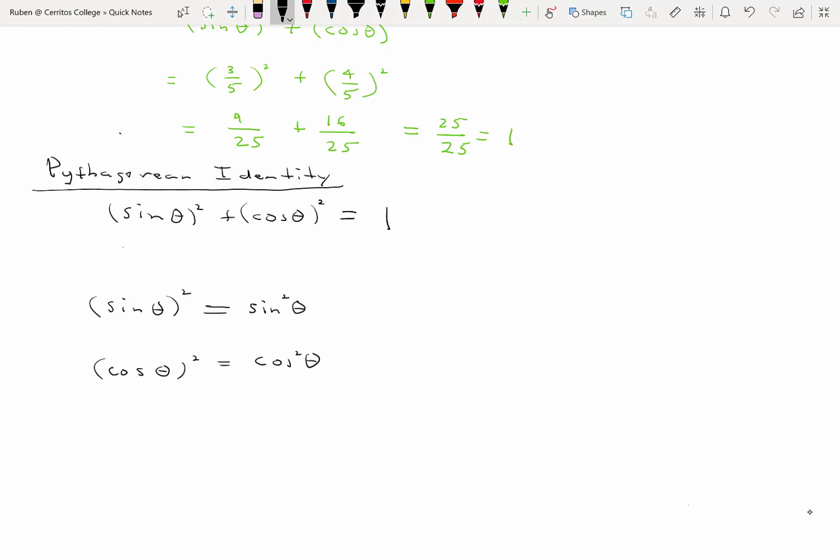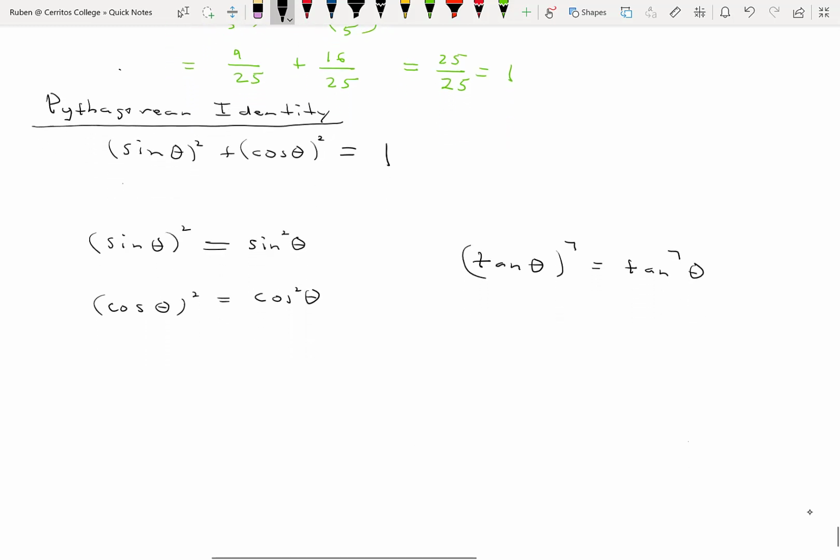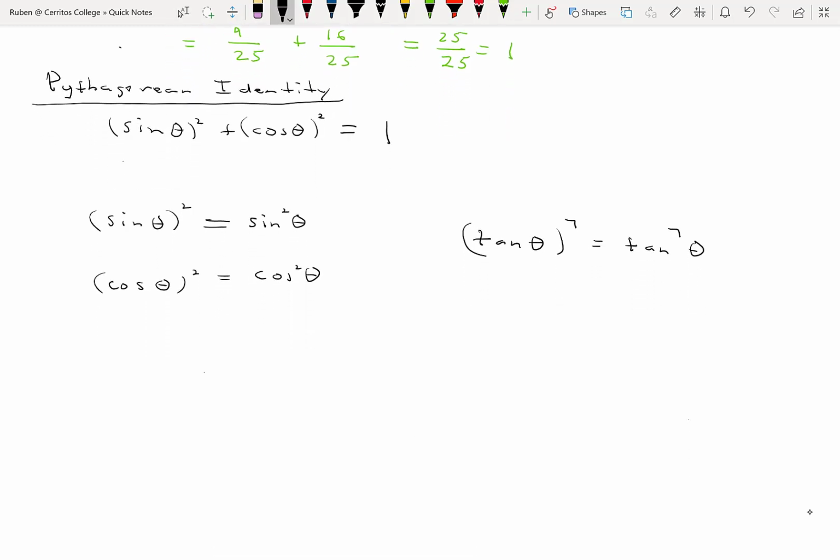We do this whenever we're squaring a trig function or raising a trig function to any power. If I wanted the tangent of theta to the 7th power, I would write tangent to the 7th theta. Okay, so the first Pythagorean identity can be written as sine squared theta plus cosine squared theta equals 1.